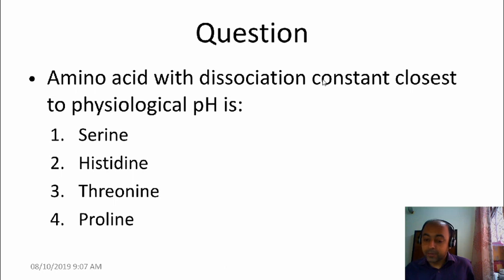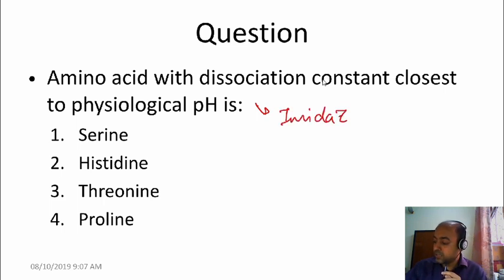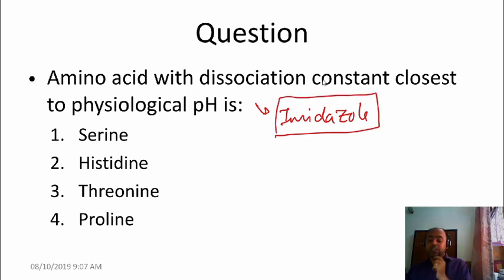Okay, amino acid with dissociation constant closest to physiological pH. We had mentioned this quite a few times. This is due to the side chain of imidazole. I had mentioned this imidazole. The imidazole side chain has a dissociation constant close to physiological pH. The imidazole side chain is present in histidine, right?